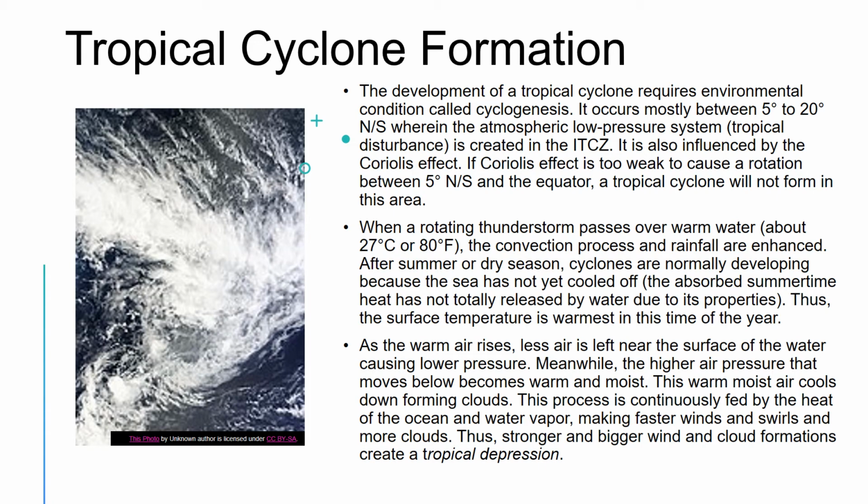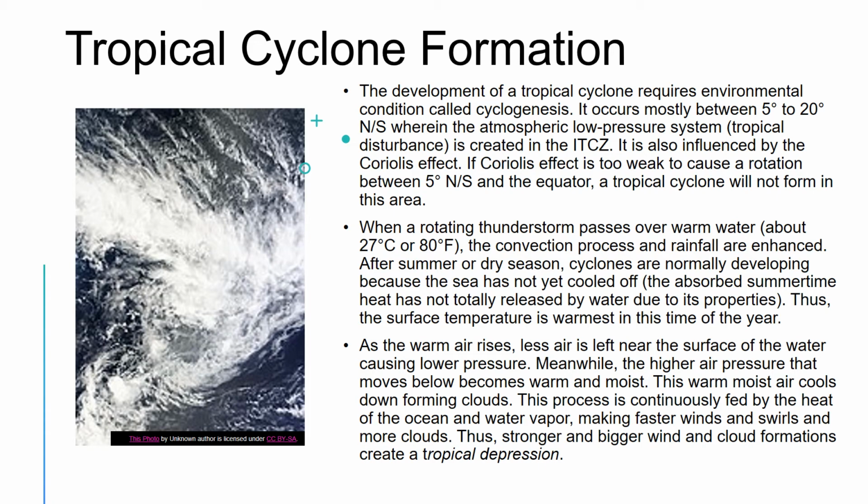So when a rotating thunderstorm passes over warm water, the convection process and rainfall are enhanced. After summer or dry season, cyclones are normally developing because the sea has not yet cooled off. The observed summertime heat has not totally related by water due to its properties. Thus, the surface temperature is warmest in this time of the year. So, siyempre, ang ating dagat, mainit-init pa, tapos nagbabago na yung season. So, naghahalo, kaya nagkakameron tayo ng thunderstorms. So, mamaya meron tayong illustration para dyan.